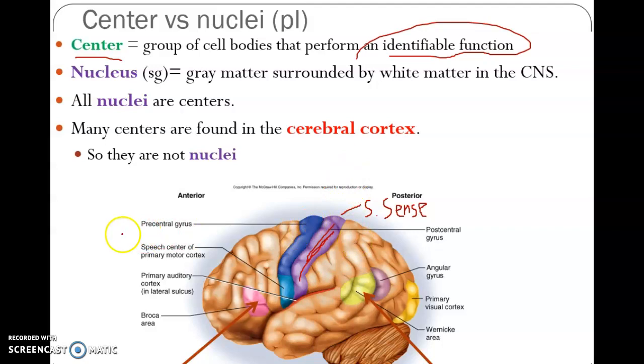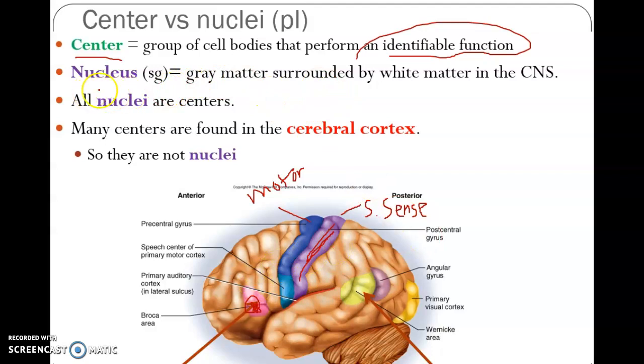This is the precentral gyrus. That one is a raised region, so it's a gyrus. This is the primary motor area. I'm sorry it's so hard to write. That is going to send signals to your arms and your legs. Broca's area. Remember I said Broca's area is a center? That is right there. So a center is anywhere that has an identifiable function.